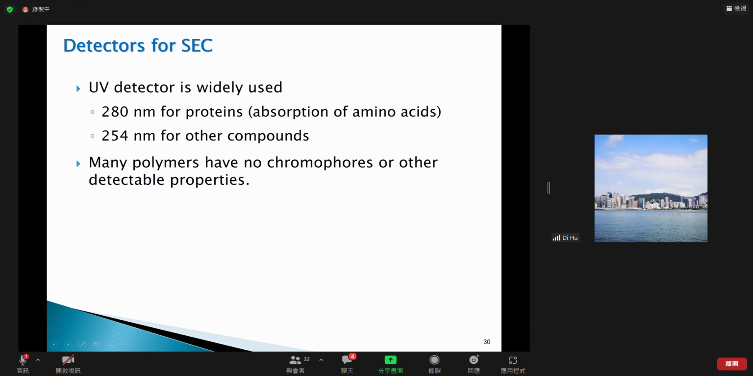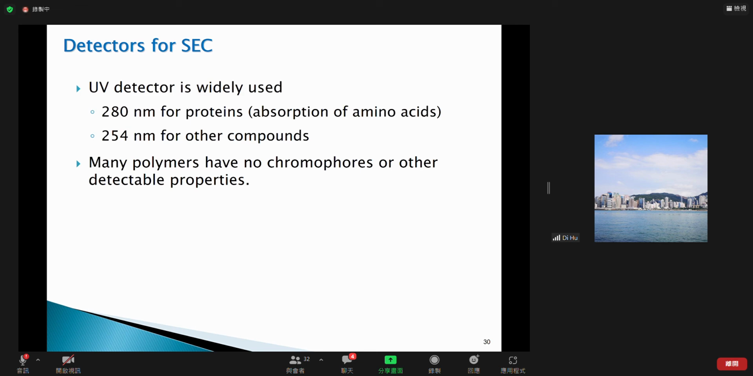For detectors, as already mentioned, it can be absorbance, UV-visible. The UV detector is widely used. We normally use 280 nm for protein, due to absorption of amino acids, and 254 nm for other compounds. However, the limitation, as I mentioned already, is that many polymers have no chromophores or other detectable properties. So what can you do?